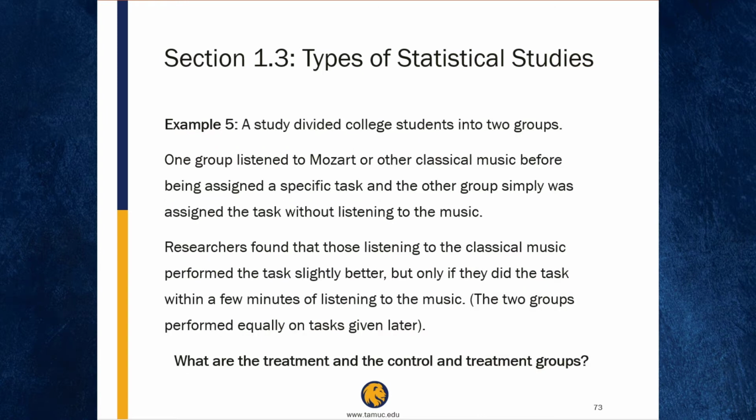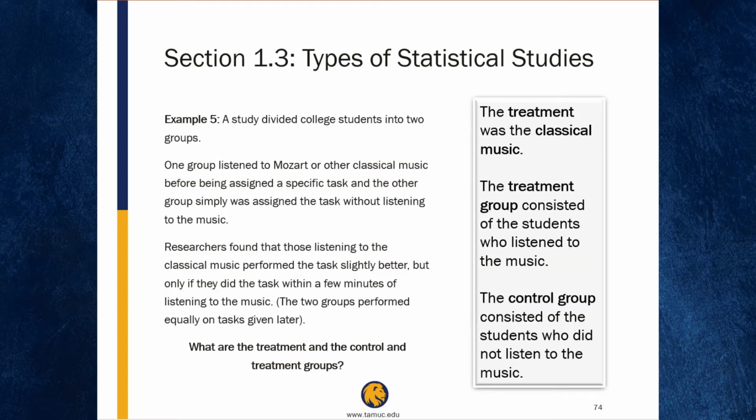And so here's another situation. It says a study divided students into two groups. One group listened to Mozart or other classical music before being assigned a specific task, and the other group simply was assigned the task without listening to music. Researchers found that those listening to the classical music performed the task slightly better, but only if they did the task within a few minutes of listening to the music. The two groups performed equally on tasks given later. So in this situation, what are the treatment and control groups?